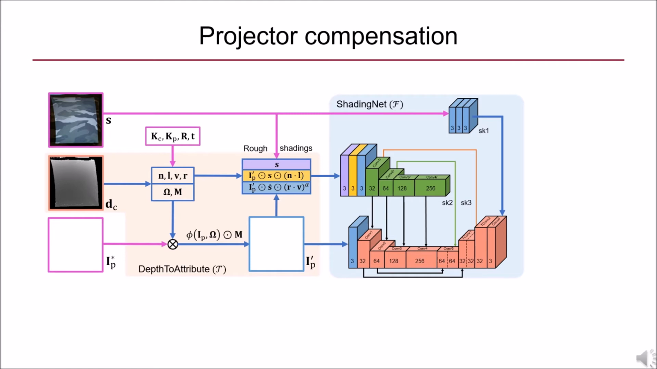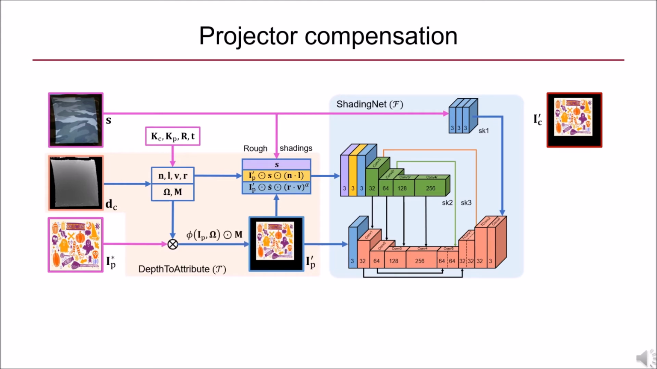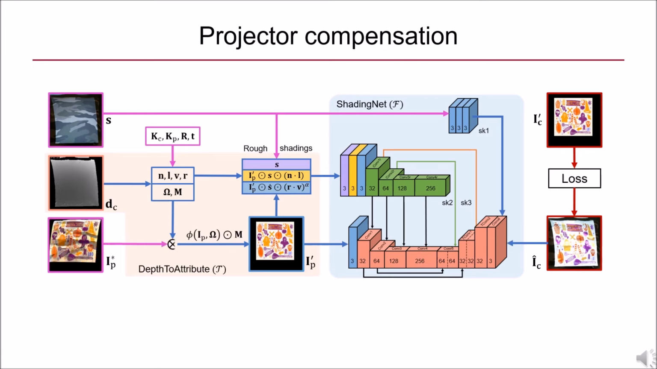For projector compensation, given a desired camera-captured effect, IC', we first input the uncompensated image IP star to DeProCams, and DeProCams infers a camera-captured projection IC hat. Then, we compute the loss between the desired effect and the current inferred effect. Afterwards, this loss is back-propagated to update the projector input image, until DeProCams inferred image IC hat is close to the desired effect IC'.